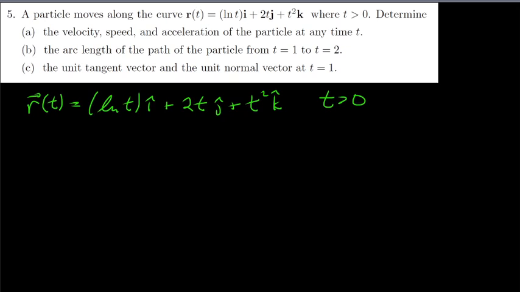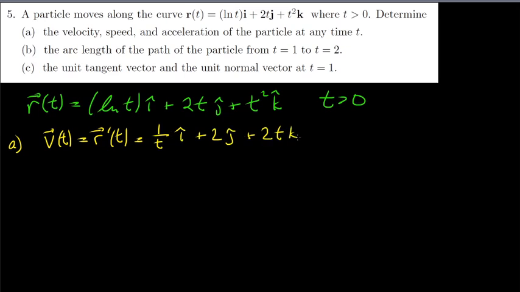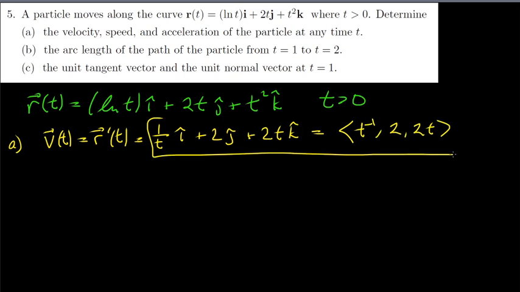All right, so what do we want? We want, in part A, the velocity, speed, and acceleration. So let's just start with the velocity. You know that is the derivative of the position. So that's just going to be 1 over t times i plus 2 times j plus 2t times k. Right? Or if you prefer this notation, you could do t to the negative 1, 2, and then 2t. Either way. So that's the velocity.